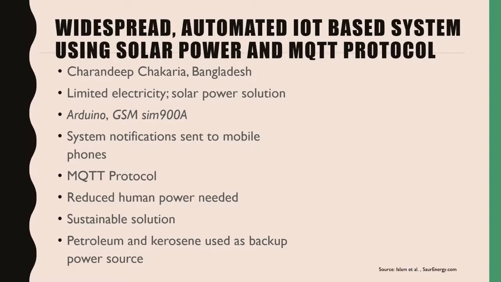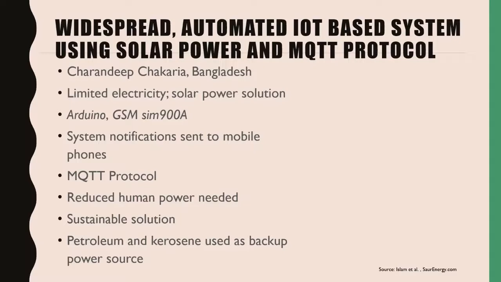In Sharandeep Chakaria, a remote area of Bangladesh, a system has been designed to benefit an entire farming community where many different crops are grown. Sharandeep Chakaria has practically no access to the power grid, so a solution was developed using solar power as a main source of energy. The installation cost was kept very low, using an Arduino device and a GSM SIM 900A to control a water pump and send information about the soil moisture through a web server or mobile application.